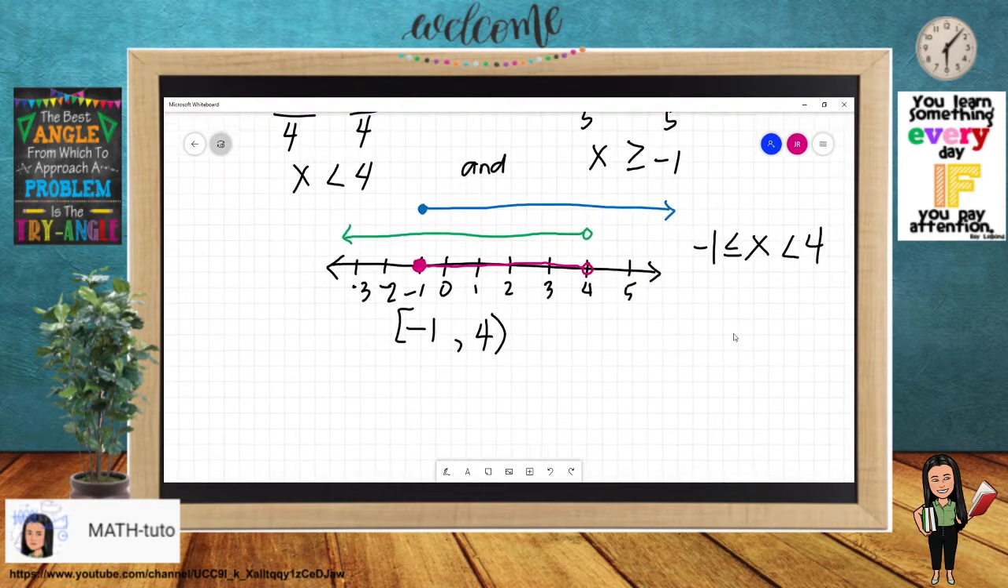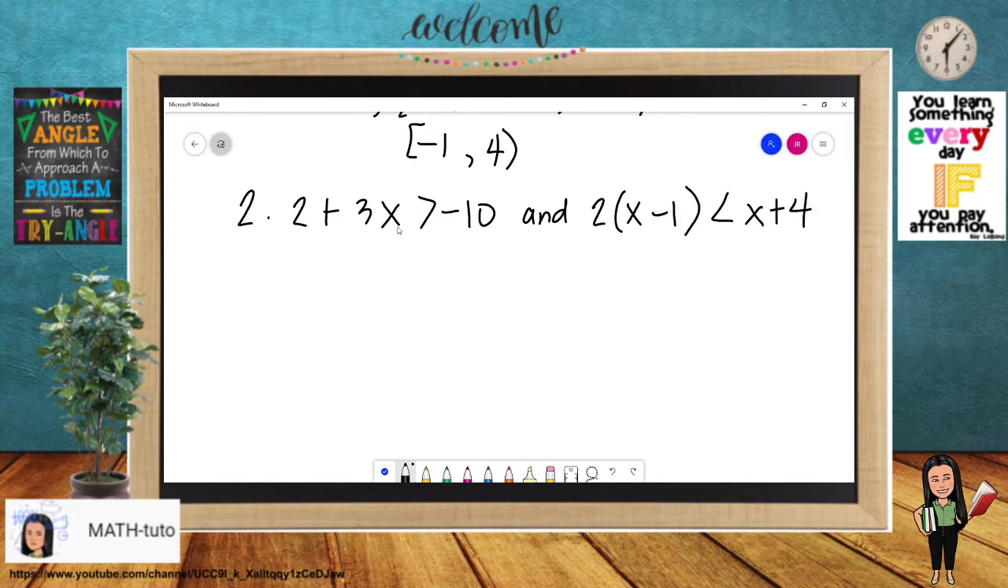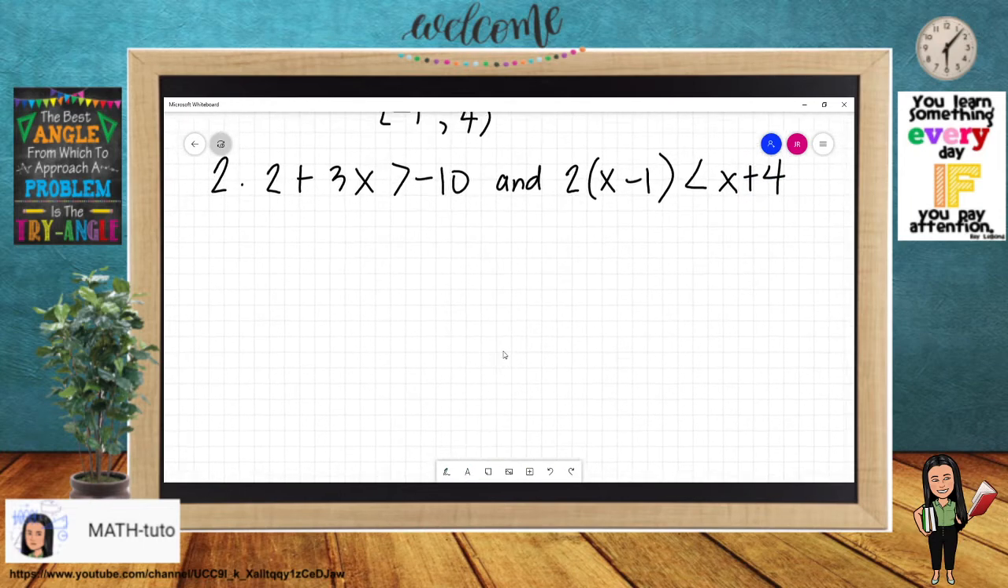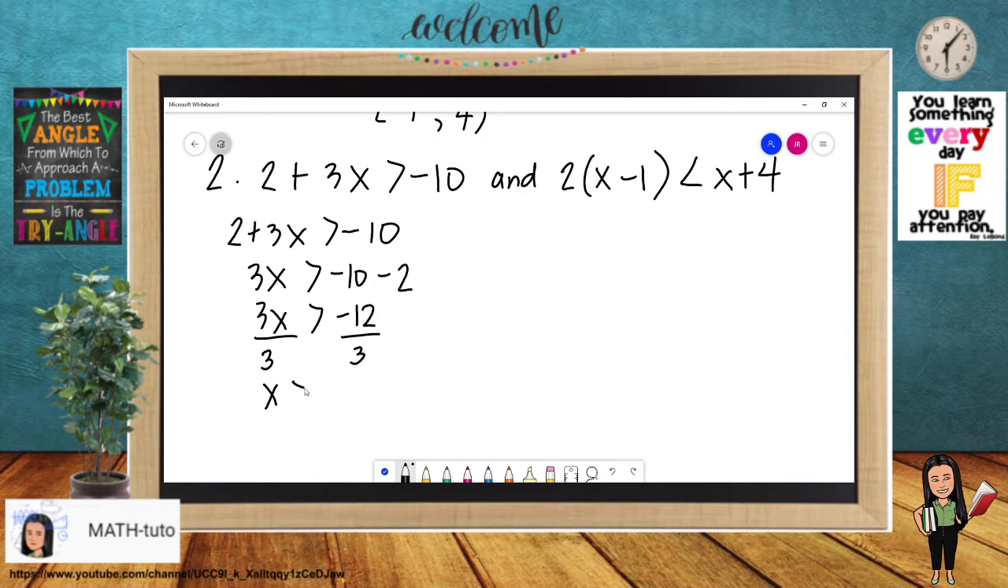Okay? So, let us have another example. 2 plus 3x greater than negative 10 and 2 times quantity x minus 1 less than x plus 4. So, let us solve each of the inequalities. Ito muna. 2 plus 3x greater than negative 10. So, we have 3x greater than negative 10 minus 2. 3x greater than negative 12. We divide both sides by 3. So, x is greater than negative 4.